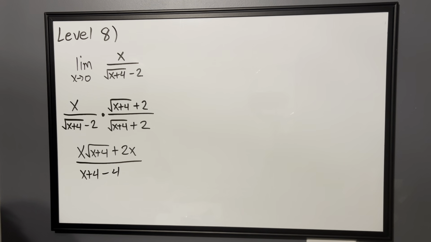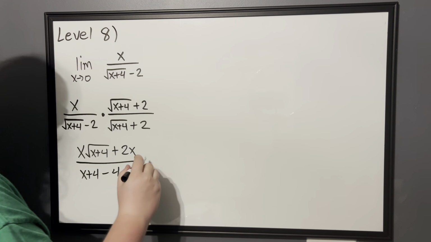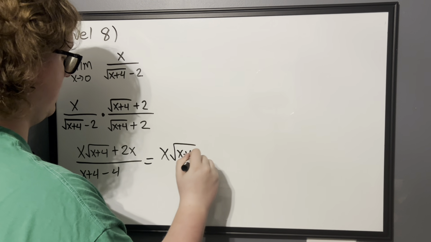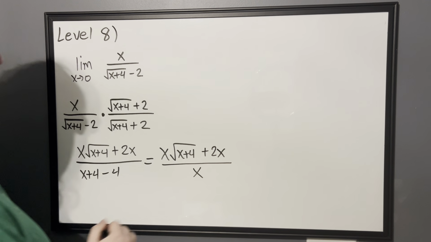So now we can see that these will actually cancel out. This plus 4 and this minus 4 will cancel. So we'll end up with x root x plus 4 plus 2x all over x.